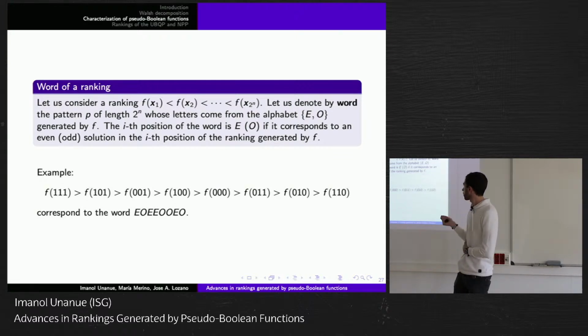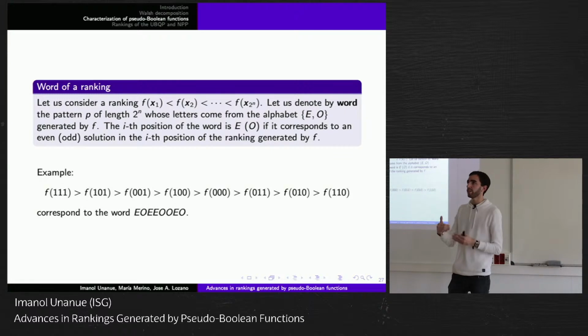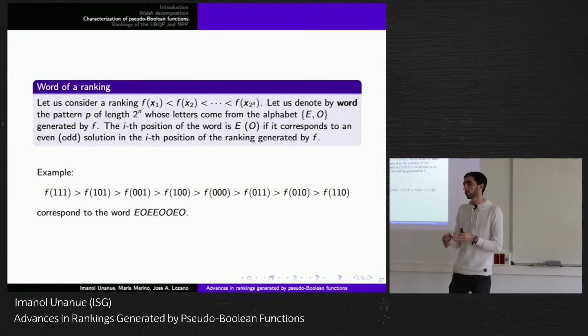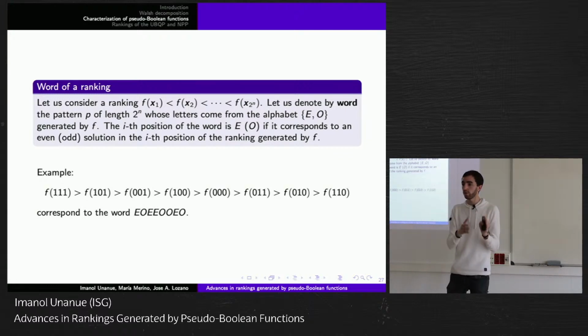So to do so, we will present a new definition, which is the word order ranking. The word order ranking considers the ranking of the solutions, and according to the position of each solution, we write it as an even or odd solution. So we create a sequence of 2 to the power of n E's and O's. According to that, that's the word.